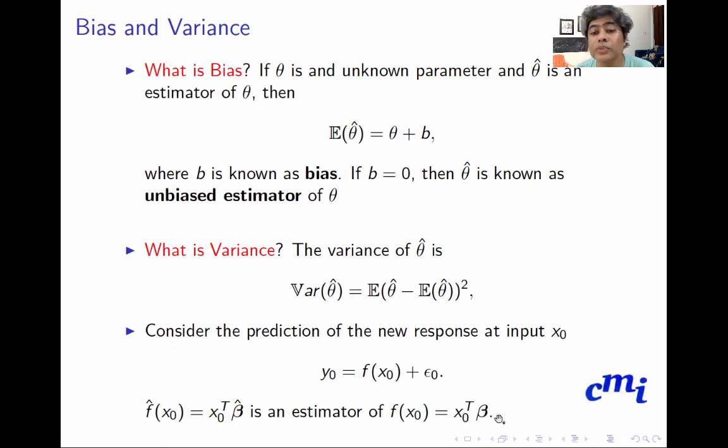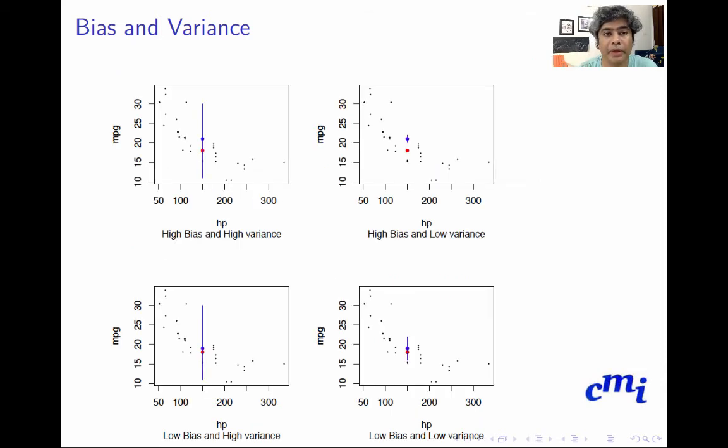So x naught transpose beta is some linear combination of the parameters. So I can say x naught transpose beta hat is an estimator of x naught transpose beta. Since x naught transpose beta hat is an estimator of x naught transpose beta, it will have a bias and variance. But what does it mean in terms of prediction? Because remember that we effectively want to build predictive models.